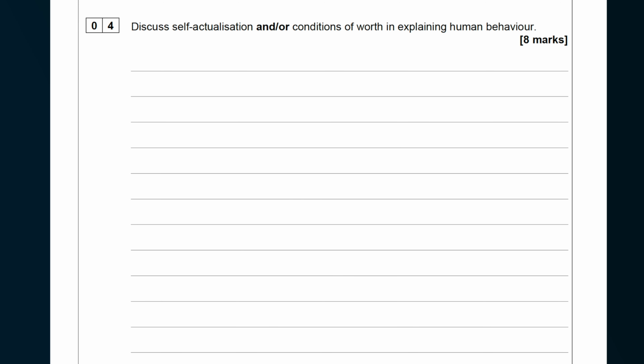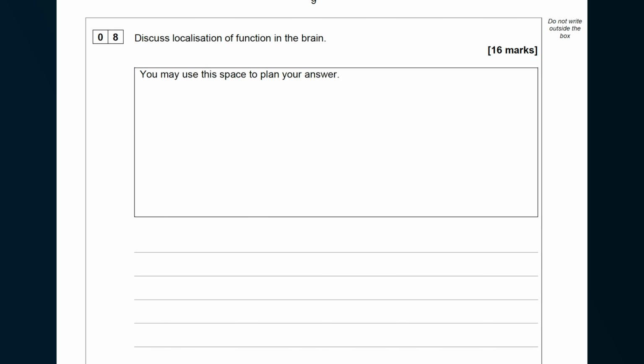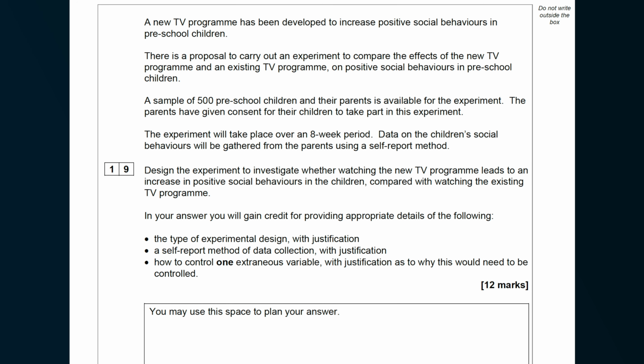For approaches, there is an 8-mark essay on self-actualization and conditions of worth, which relates to the humanistic approach. For biopsychology, there is a 16-mark essay on localization of function in the brain, and for research methods, there is a 12-mark design a study question at the end. Now that we have this overview of the paper, we can now explore Section A, the approaches.